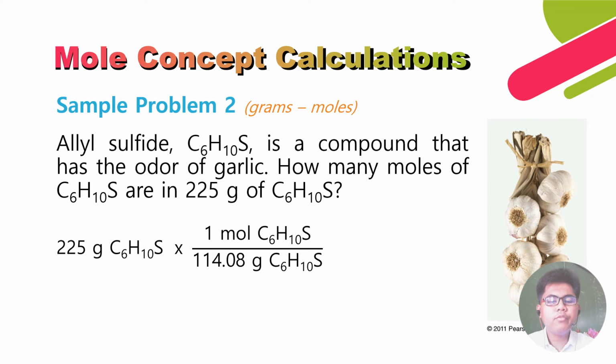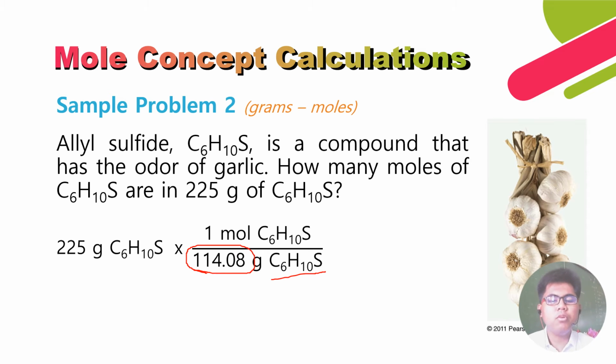114.08 is the molar mass of C6H10S. You have computed that already. Now, this is expressed in terms of gram per mole.